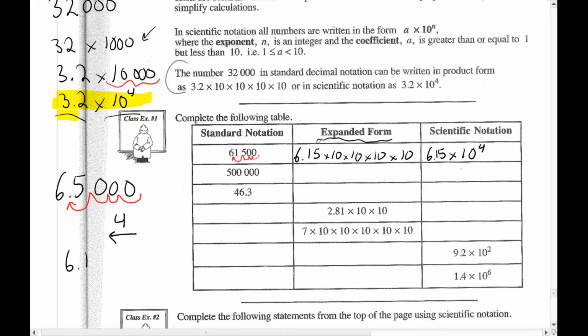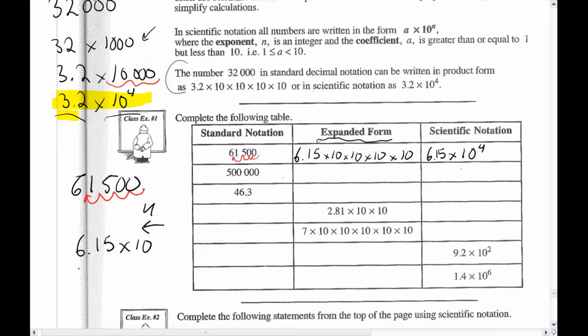Oh man, I totally messed that up. I apologize. Let's start over really quick. 61,500. So we're going to do our jump. 1, 2, 3, 4. Still 4 jumps. We're doing 4 to the left. So we can rewrite that as 6.15 multiplied by 10, and then we did 4 jumps to the left, so it's to the power of 4. 6.15 times 10 to the power of 4.